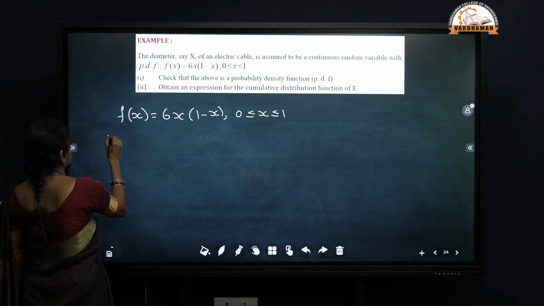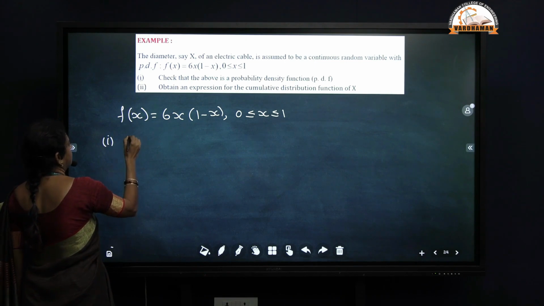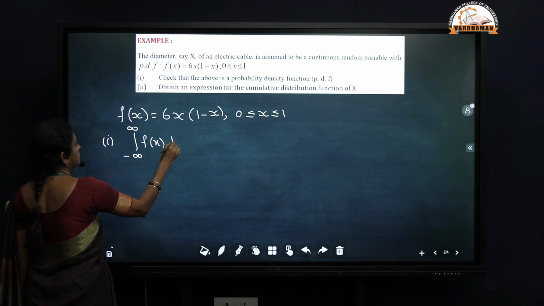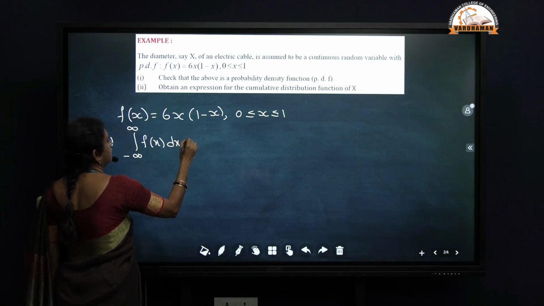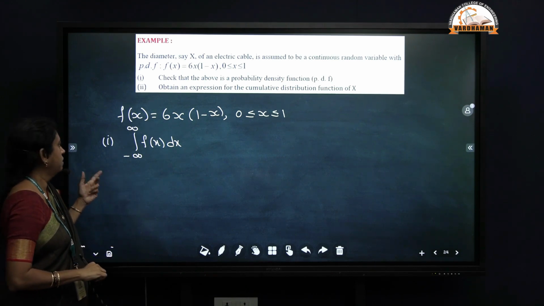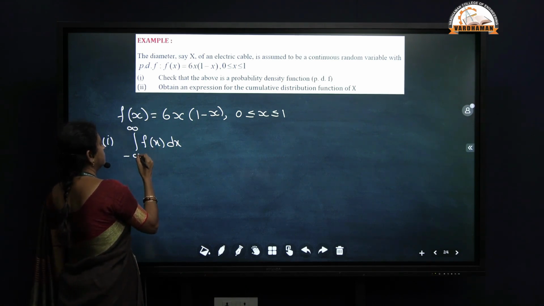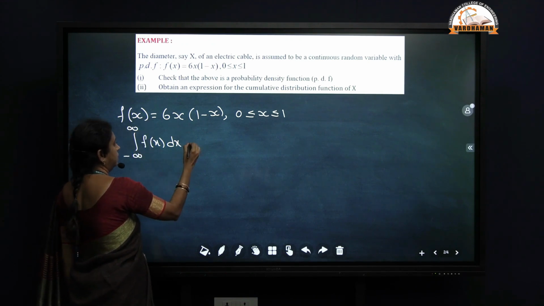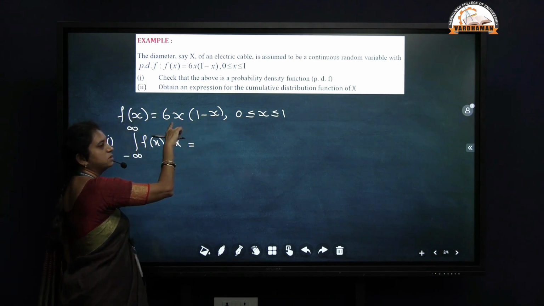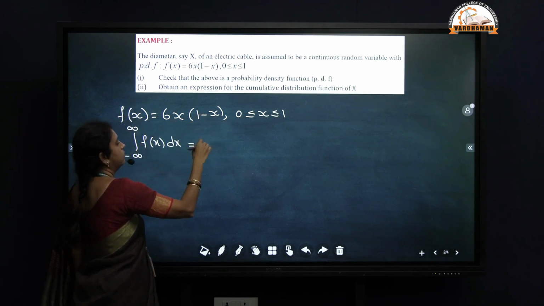So as we have discussed, if we can show that the integral of f(x) dx between limits minus infinity to infinity is equal to 1, then it is known as a probability density function. So if I take the integral of f(x) between minus infinity to infinity, here the function is defined between 0 and 1. So in the remaining region it will be 0.